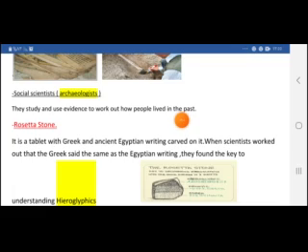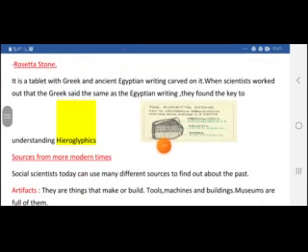An example of a very important source, a very important evidence, is the Rosetta Stone. What is the Rosetta Stone? It's a stone with 3 kinds of writings, 3 languages. The first language is the Greek language, then the Demotic language, and the hieroglyphic language. The hieroglyphics is the language of the ancient Egyptians.